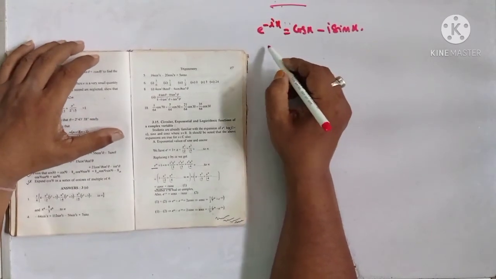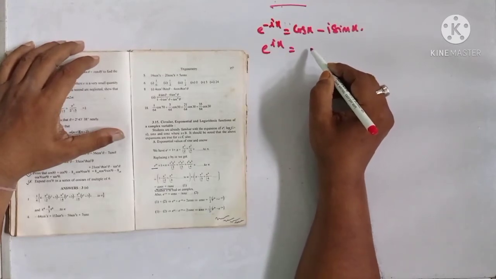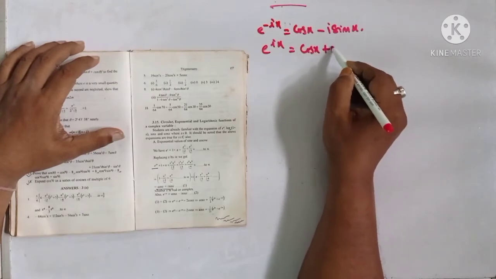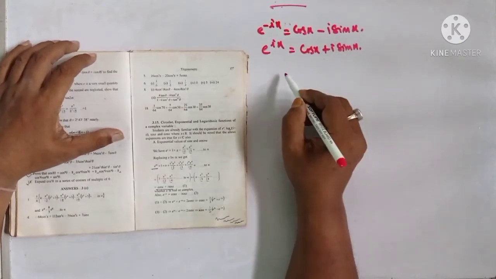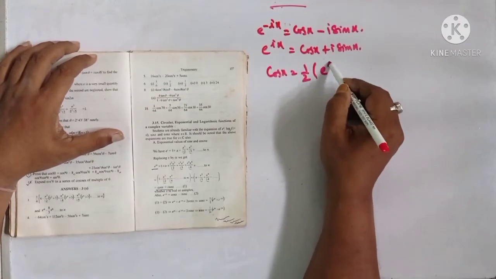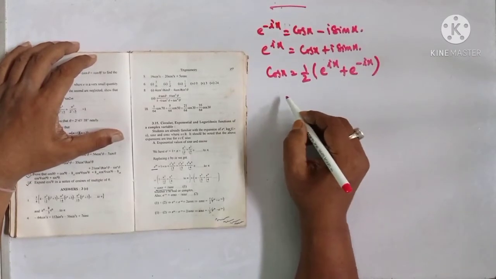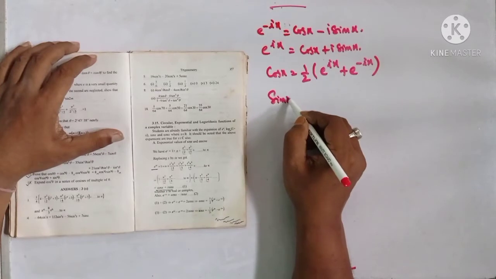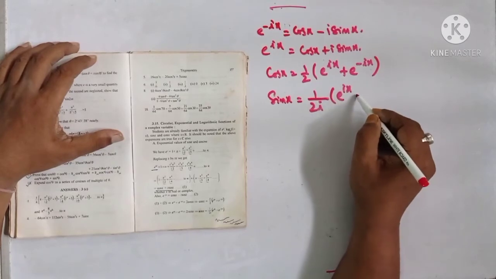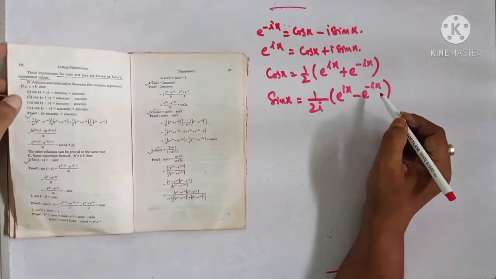and e to the power of ix is equal to cos x plus i sin x, and cos x is equal to 1 by 2 times e to the power of ix plus e to the power of minus ix, and sin x is 1 by 2i times e to the power of ix minus e to the power of minus ix.